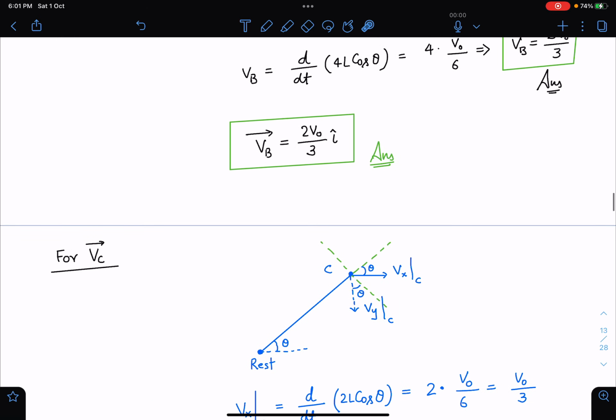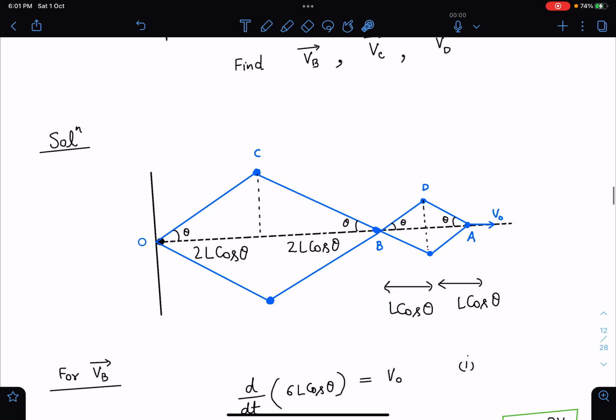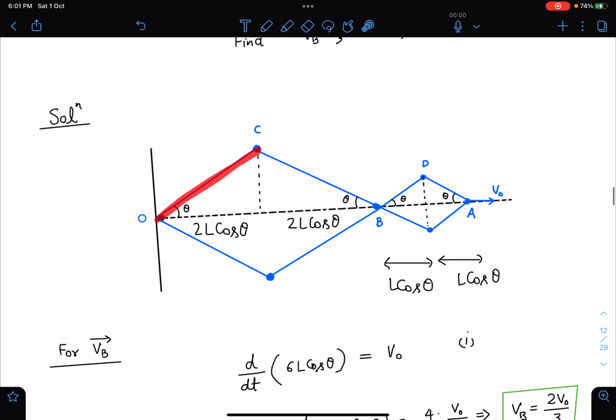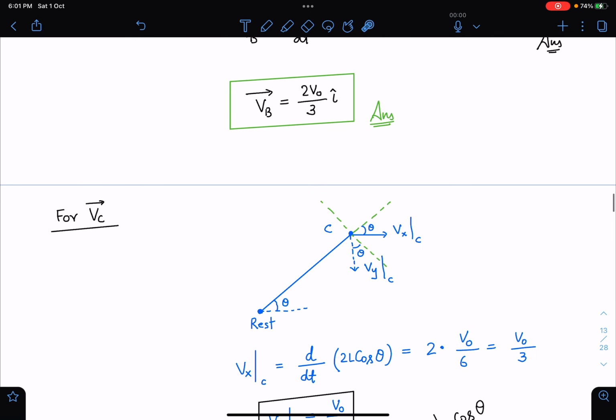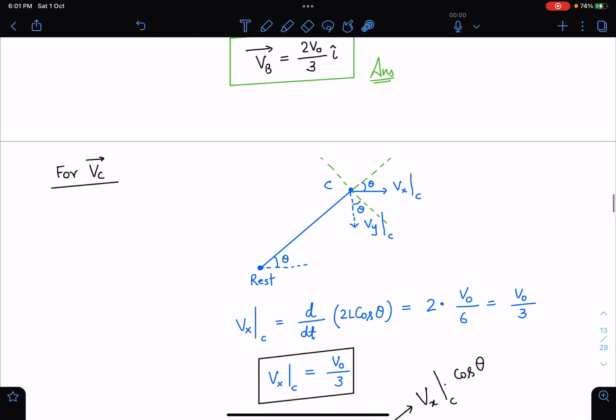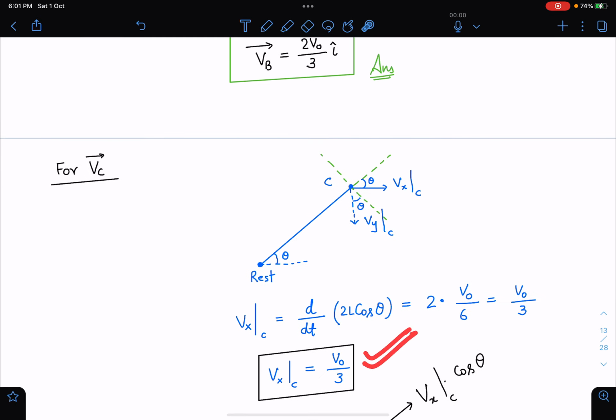Similarly for point C we can take. So we can use the previous logic for point C. See, this is exactly similar to the previous problem. So I can write here its x velocity and y velocity component. Vx will become d by dt of 2L cos theta, because this distance is 2L cos theta. So d by dt of 2L cos theta I am writing. So 2 into V naught by 6, that will come as V naught by 3. So Vx for point C is going to be V naught by 3.